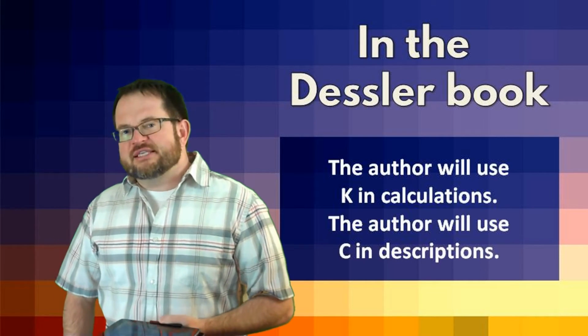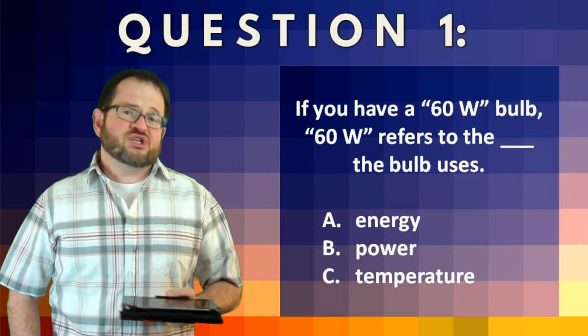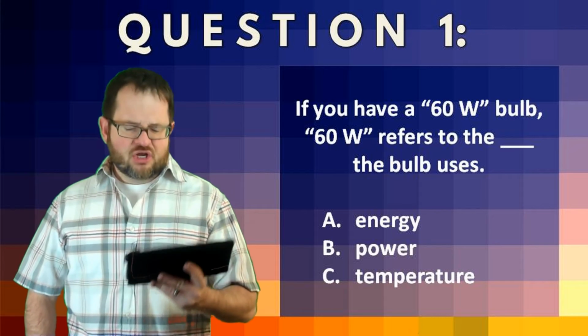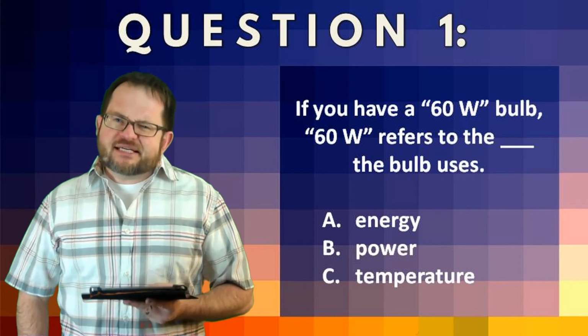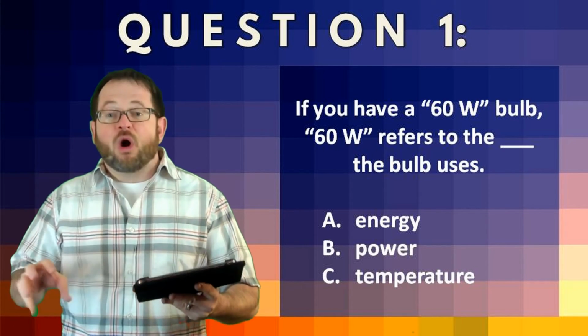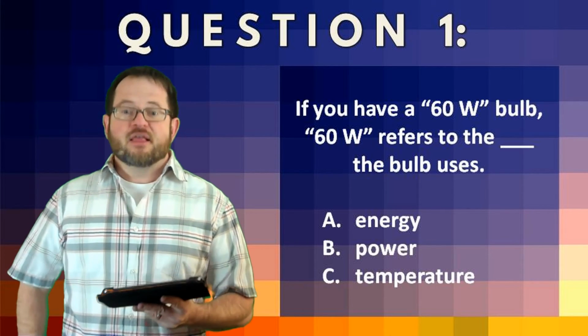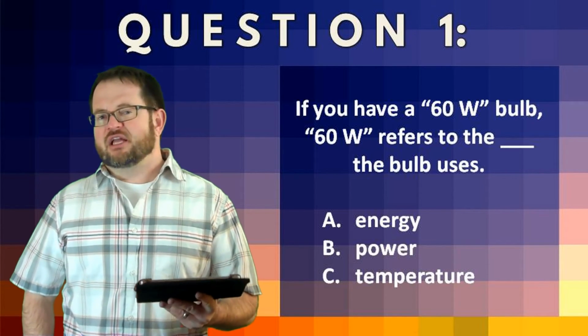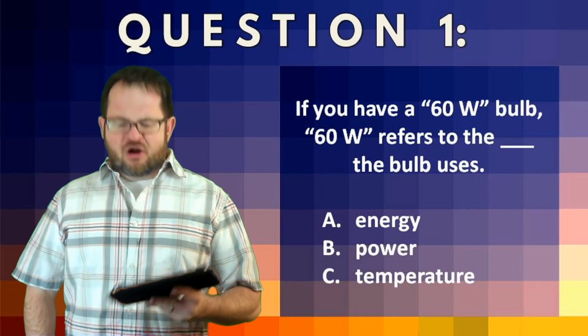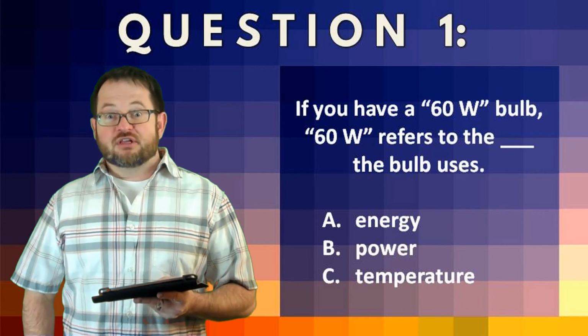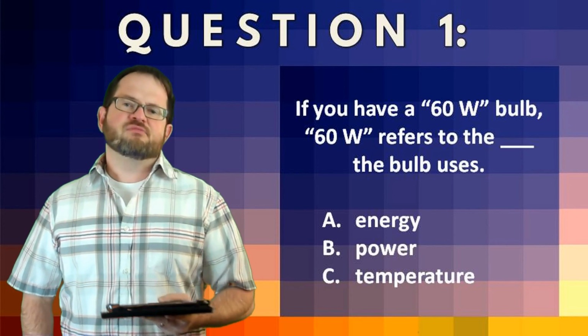Before we go on to the second part of this lecture, I'd like to ask a couple quick questions just to make sure we're all on the same page. Question 1. If you have a 60-watt bulb, 60 watts refers to the blank that the bulb uses. It's energy, it's power, or it's temperature. Pick one of those 3 choices and follow the link below this video to get some feedback before you move on to question 2.